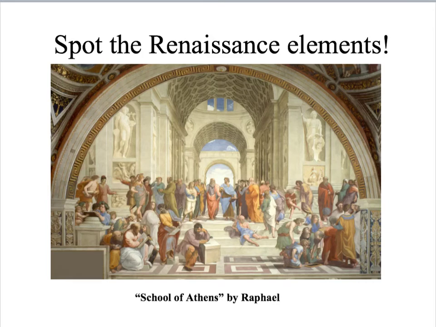This is another work by another artist called Raphael, and this is called The School of Athens. To give you a little hint into why this is Renaissance, the people that you see are actual painters and artists of the Renaissance period. However, they are meant to look like classical Roman and Greek philosophers like Aristotle and Socrates and Plato.